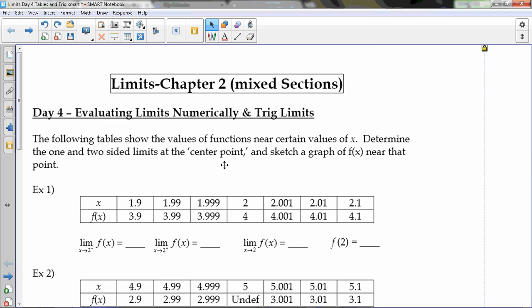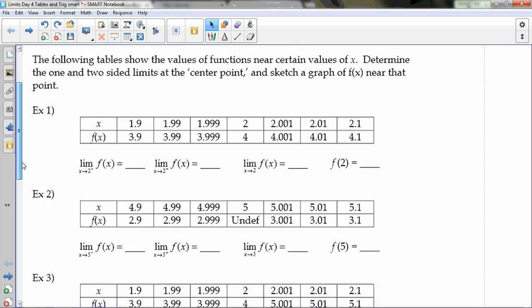Welcome to Trig Limits Day 4, evaluating limits numerically and trig limits. On the front page here, we're just going to talk a little bit about how to look at a table and deal with limits from that.